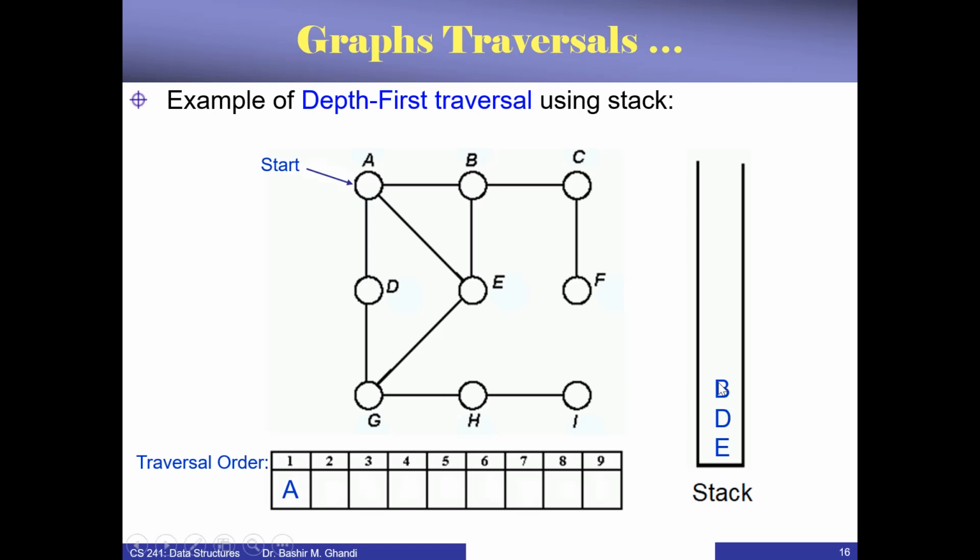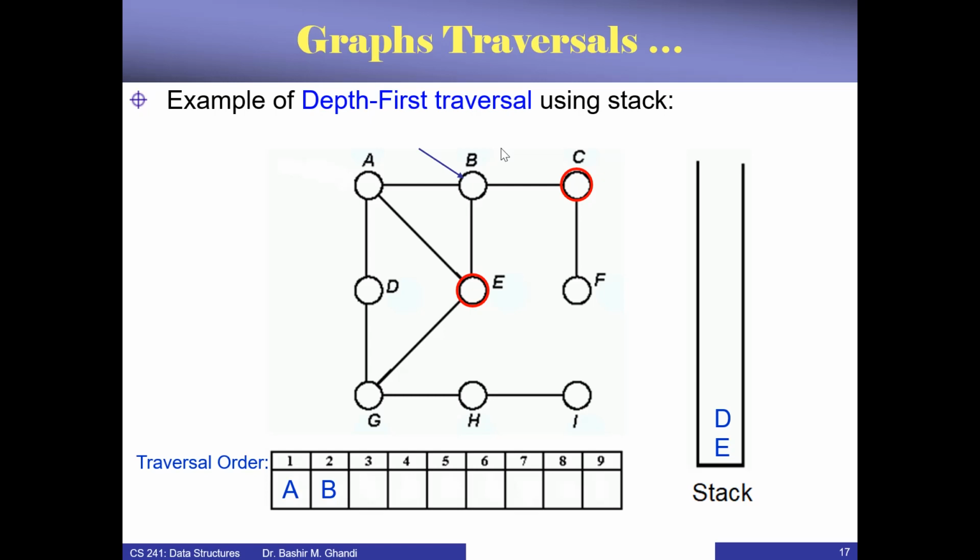Pop, visit if not visited, and push the adjacent vertices. Okay, so we're gonna pop B from the stack, visit it since it has not been visited, and make it to be our active vertex. So our current active vertex is B. The next question is, what are the vertices adjacent to B? We have C and we also have E.